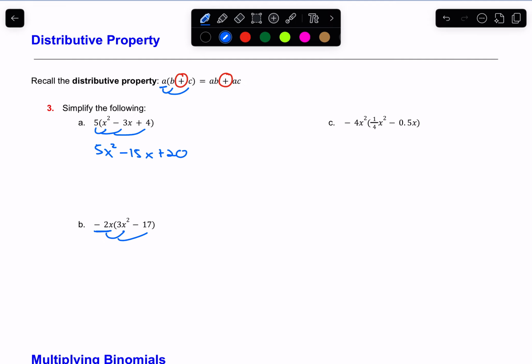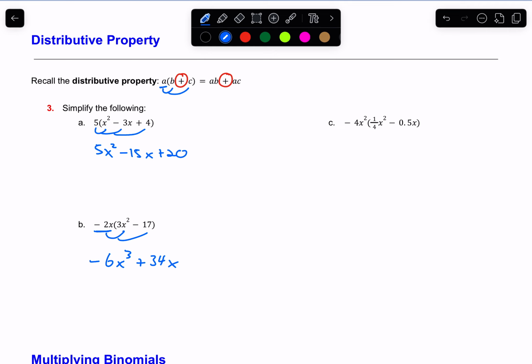We're just going to apply what we saw on the previous slide now. Negative 2x times 3x squared is negative 6x cubed. We multiply the negative 2 and the 3 to get negative 6, and x times x squared is x cubed because we add the 2 and the 1 as the exponents. Negative 2x times negative 17 is going to make a positive 34x because the two negatives cancel out to give us positive, and we just have that 1x by itself.